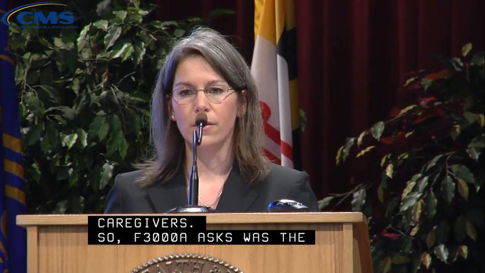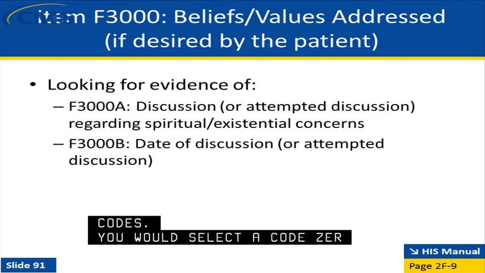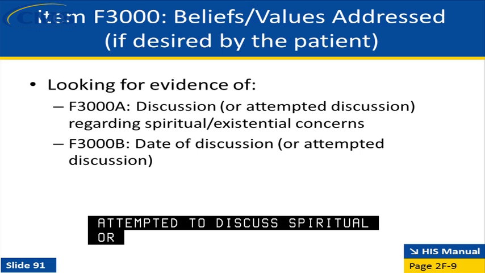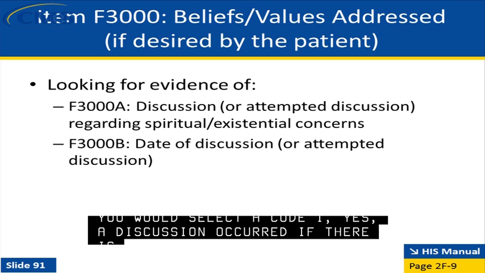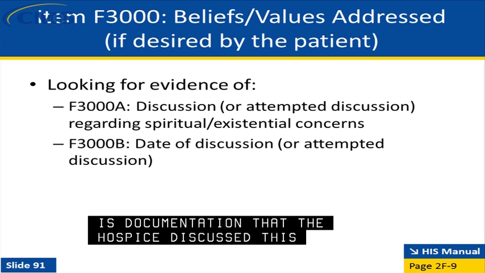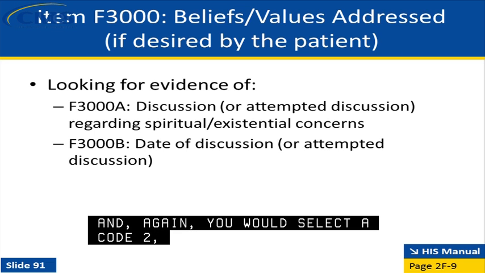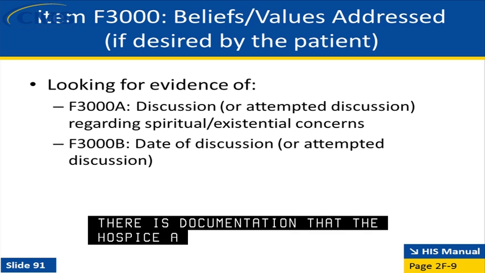So F3000A asks, was the patient and or caregiver asked about spiritual or existential concerns? And based on your review of the clinical documentation, you would select one of three possible codes. You would select a code 0, no, if there's no documentation that the hospice discussed or attempted to discuss spiritual or existential concerns with the patient. You would select a code 1, yes, and a discussion occurred, if there is documentation that the hospice discussed this topic of spiritual and existential concerns. And again, you would select a code 2, yes, but patient or caregiver refused to discuss, if there is documentation that the hospice asked about spiritual or existential concerns, but the patient and or the caregivers refused to discuss or were unable to discuss.